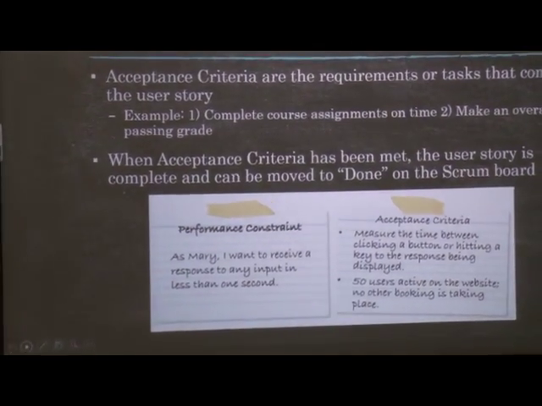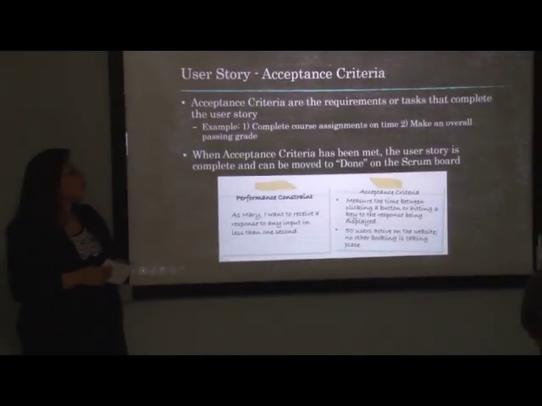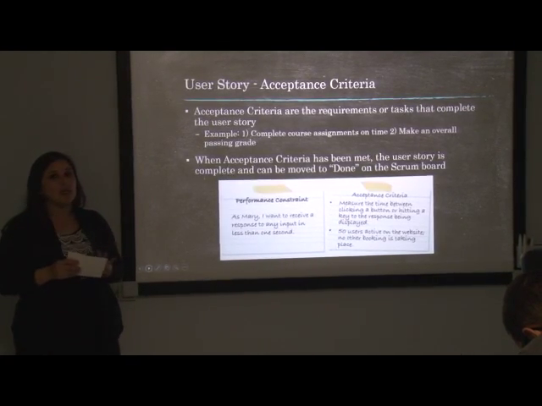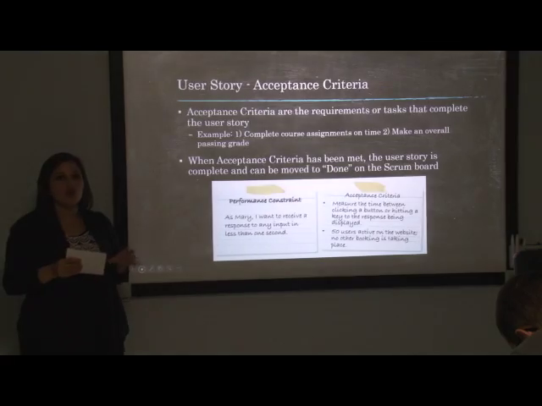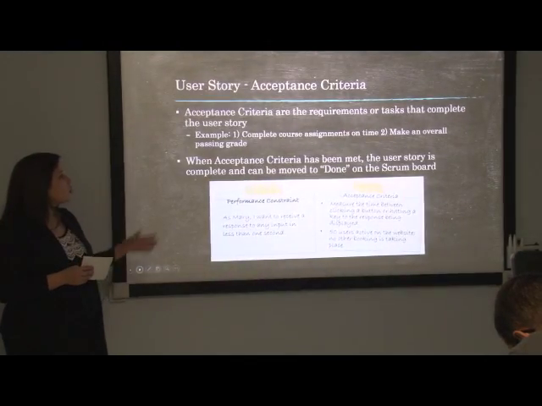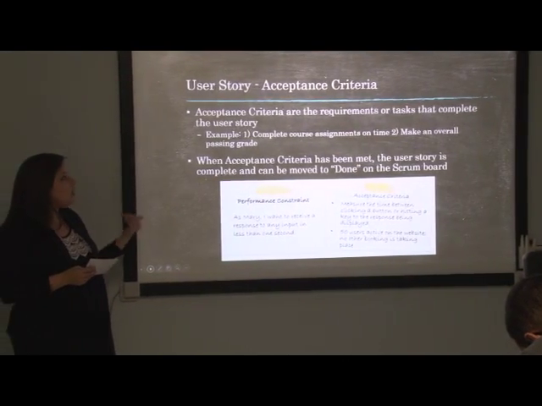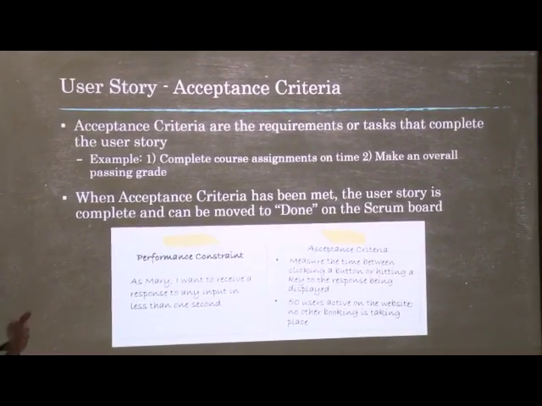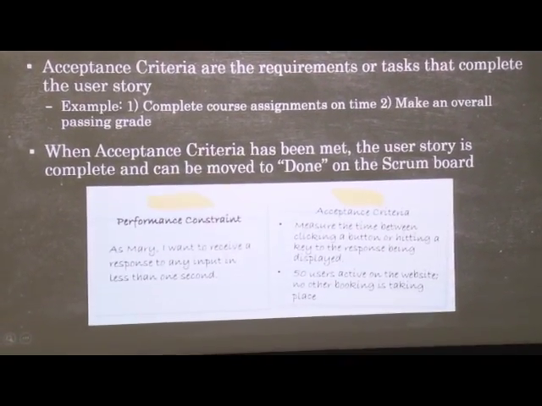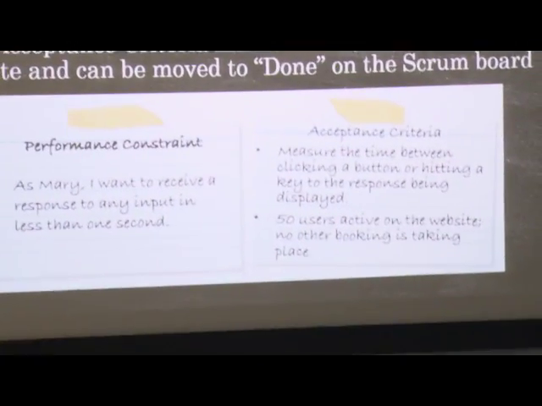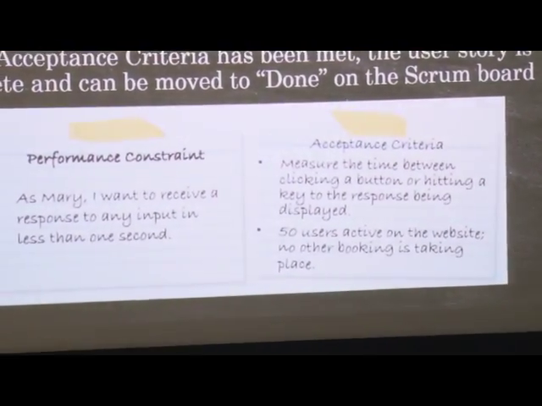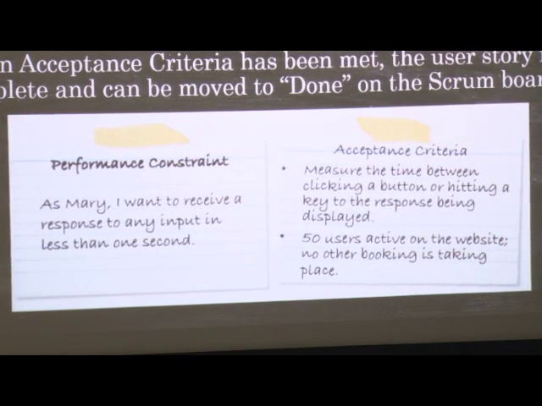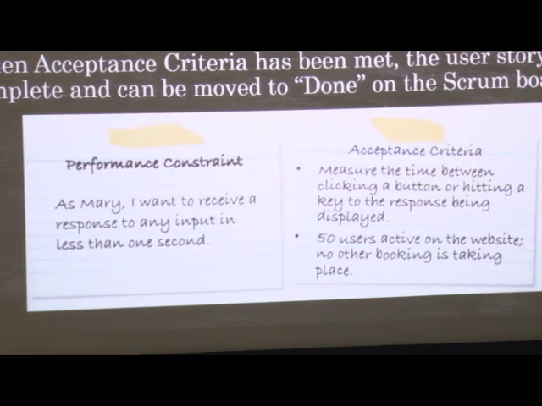User stories also consist of acceptance criteria. These are the requirements or the tasks that need to be completed in order to constitute the user story as being complete. So for my example user story, I would need to first complete the course assignments on time, and then I would need to make an overall passing grade. Acceptance criteria has been met when the user story is completed and can obviously be moved over into done on a Scrum board.